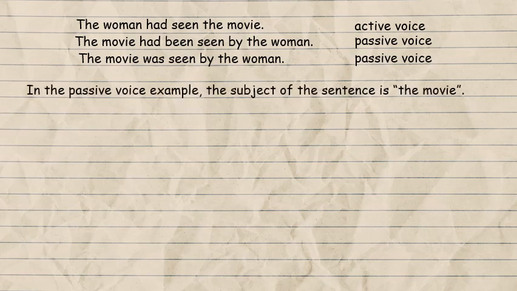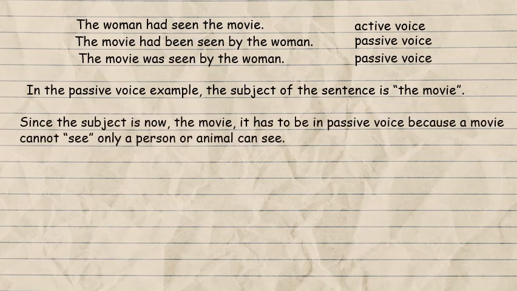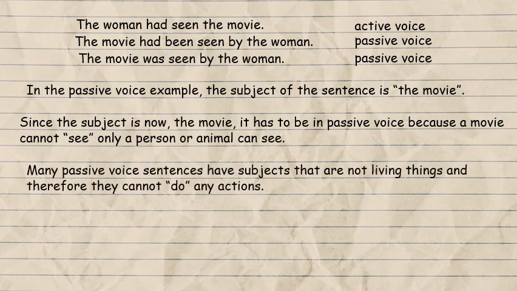In the passive voice example, the subject of the sentence is the movie. Since the subject is now the movie, it has to be in passive voice because a movie cannot see, only a person or animal can see. Many passive voice sentences have subjects that are not living things and therefore they cannot do any actions.